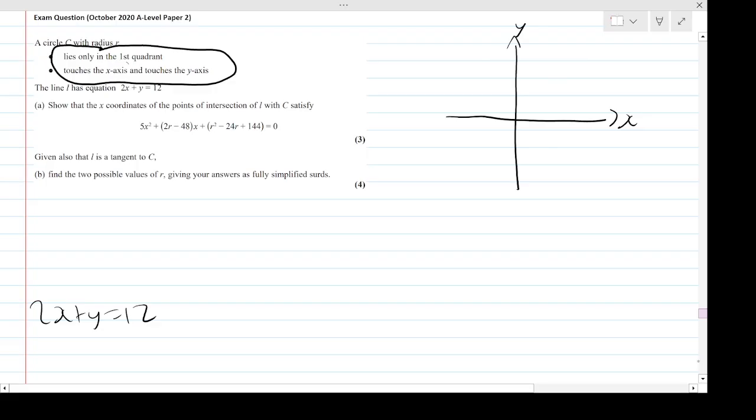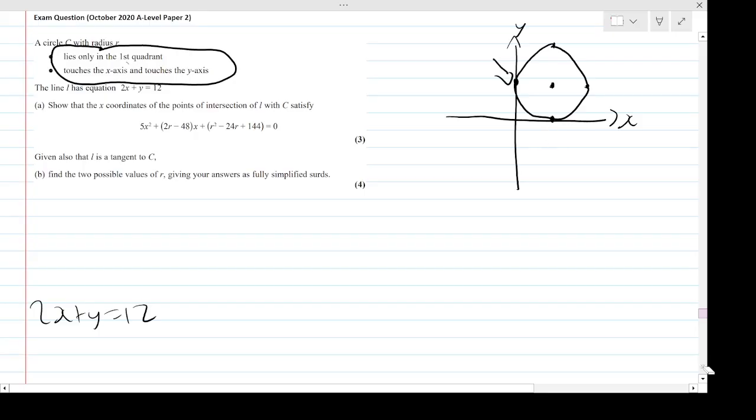What we're also told then is that it touches the x-axis and touches the y-axis. That means wherever we put our circle, say here, for instance, if it touches the x and the y-axis, it's just going to meet each once. So the edge of the circle is going to be on the y-axis there, and the edge on the x-axis is going to be there. Then we can picture the other edge points of the circle to be there and there somewhere. Then if we sketched it, it would look like that.